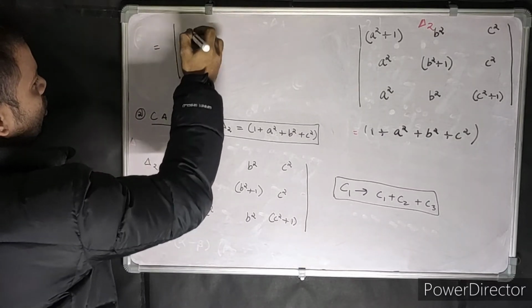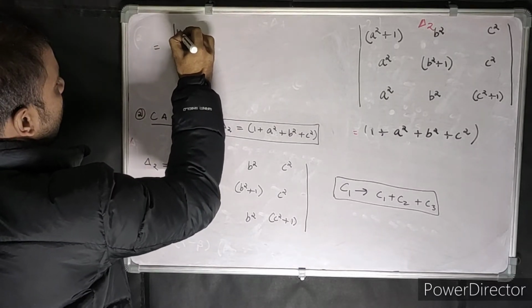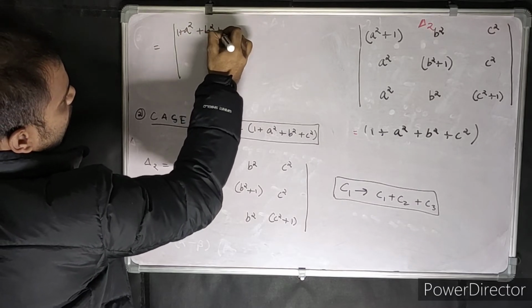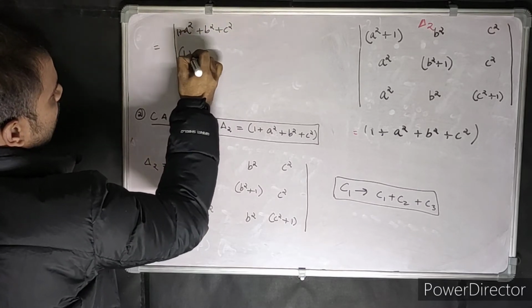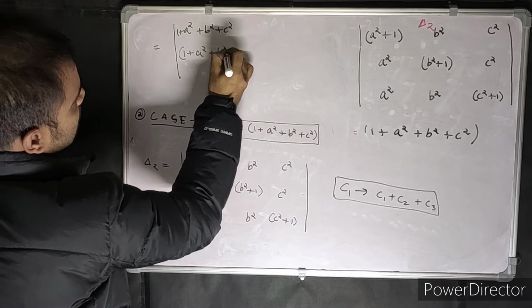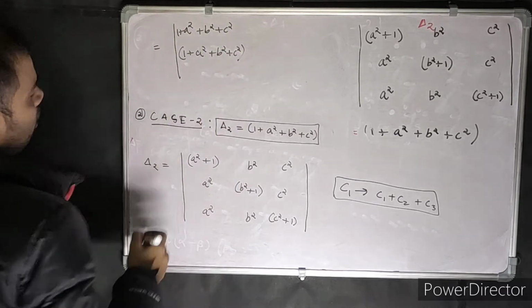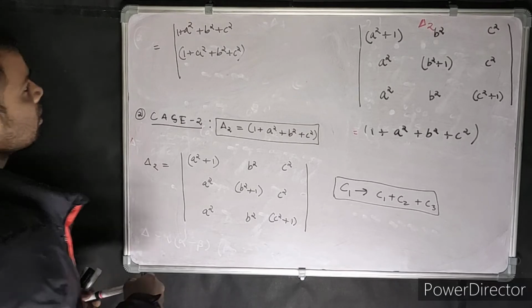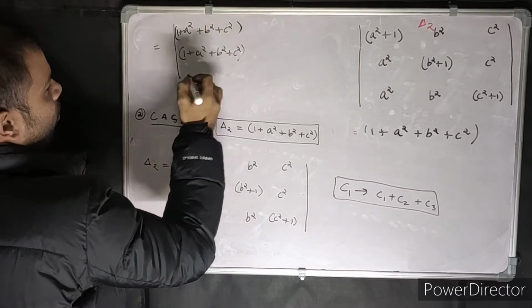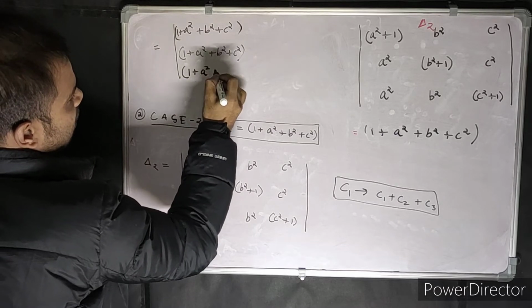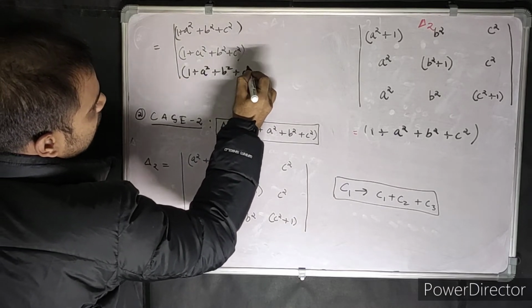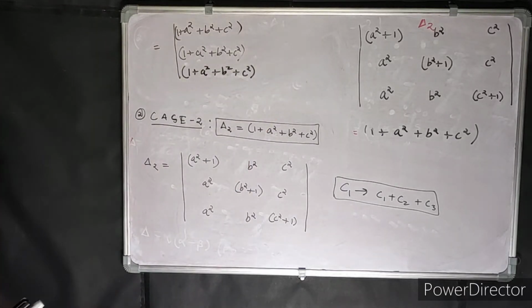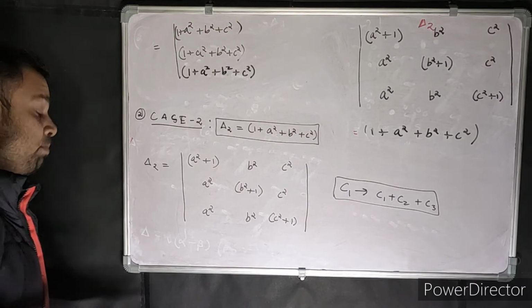So that is equal to 1 plus a square plus b square plus c square. Again over here same thing, 1 plus a square plus b square plus c square. Okay, marker is not writing. Okay, let's try this. So again 1 plus a square plus b square plus c square. Rest is just copied. So let's copy them.